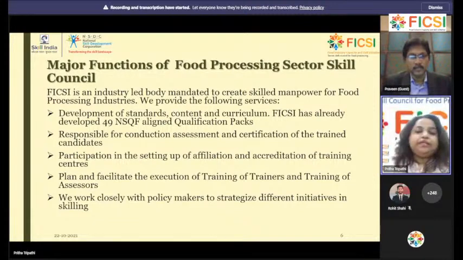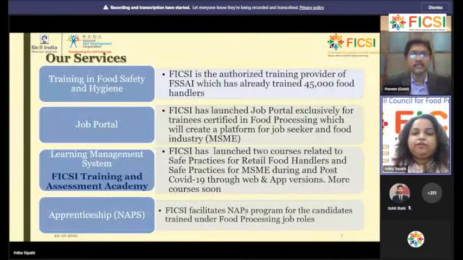We are also participating in the setting up of affiliation and accreditation of the training centers. As of now, we have more than 110 training centers across the country. We also plan and facilitate the execution of training of trainers and training of assessor programs. Also, we are working very closely with the policy makers to strategize different initiatives in the skilling sector in the food industry. Some of the services that we offer apart from the skilling initiatives of government are trainings in food safety and hygiene.